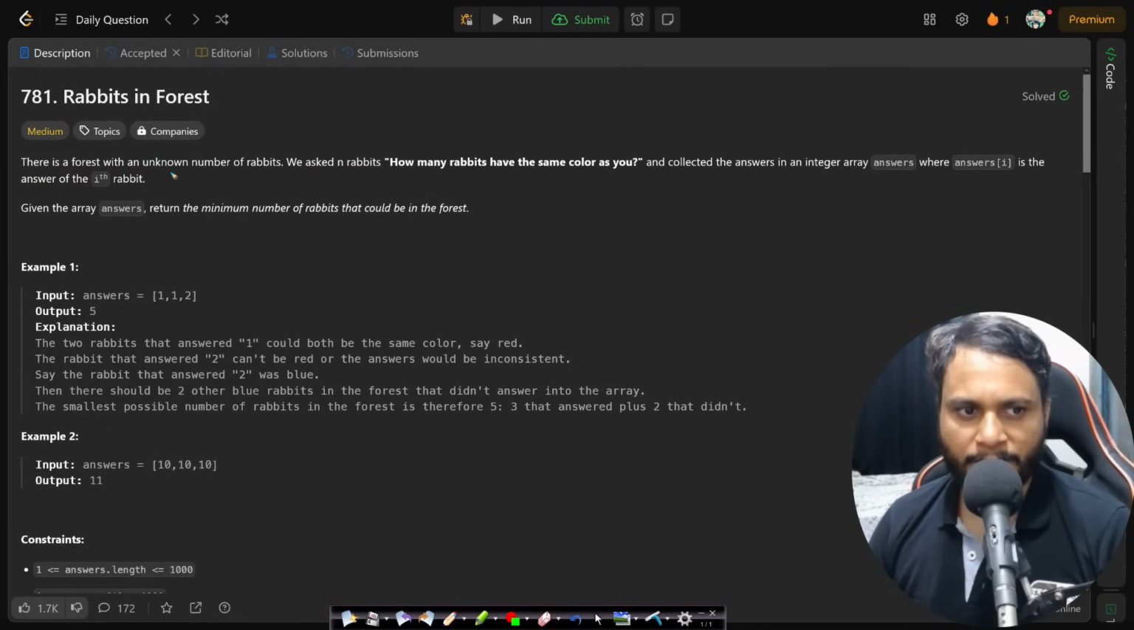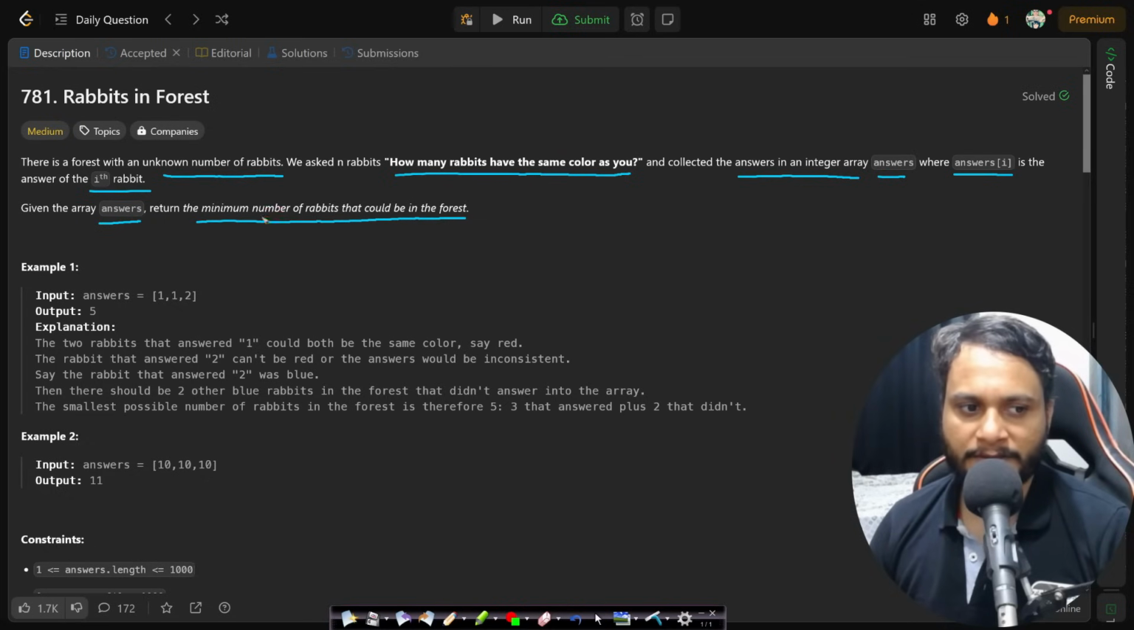In this problem there is a forest with an unknown number of rabbits. We asked n rabbits how many rabbits have the same color as you and collected the answers in an integer array answers, where answers[i] is the answer of the ith rabbit. Given the array answers, return the minimum number of rabbits that could be in the forest.